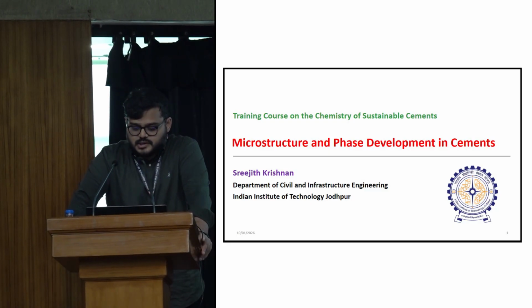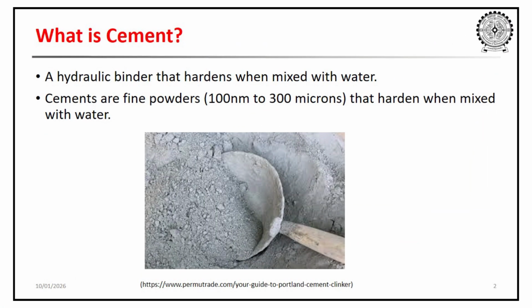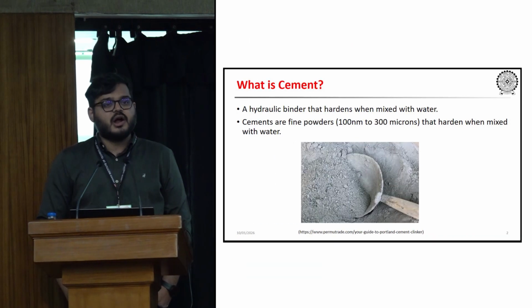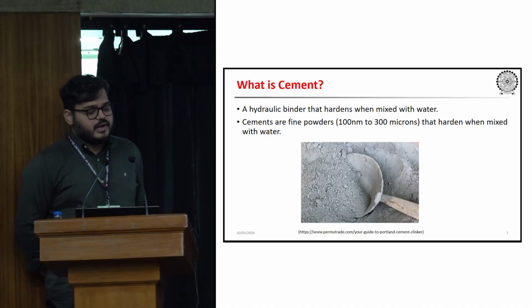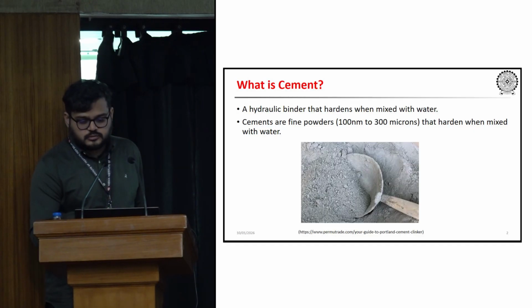So, the first question is, what is a cement? Cement is a hydraulic binder that hardens when you mix it with water. And these are typically fine powders having a particle size range somewhere from 100 nanometers to 300 microns, and that hardens when mixed with water. Right?